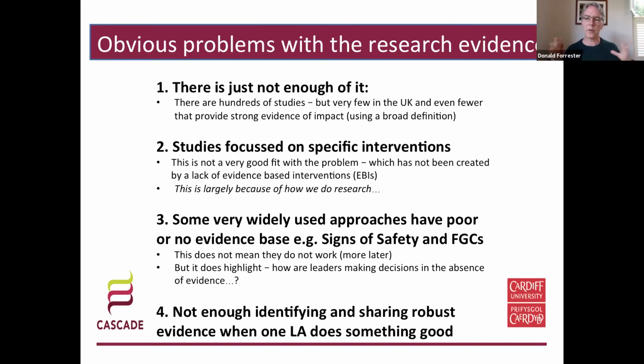And as I'll talk about, the way we do research favours more tightly specified interventions. A third problem is that some very widely used approaches have poor or no evidence base in relation to reducing care. So signs of safety or family group conferences that are extensively used. There's not much evidence that they reduce care, or indeed for those two that they do other things they're meant to do.